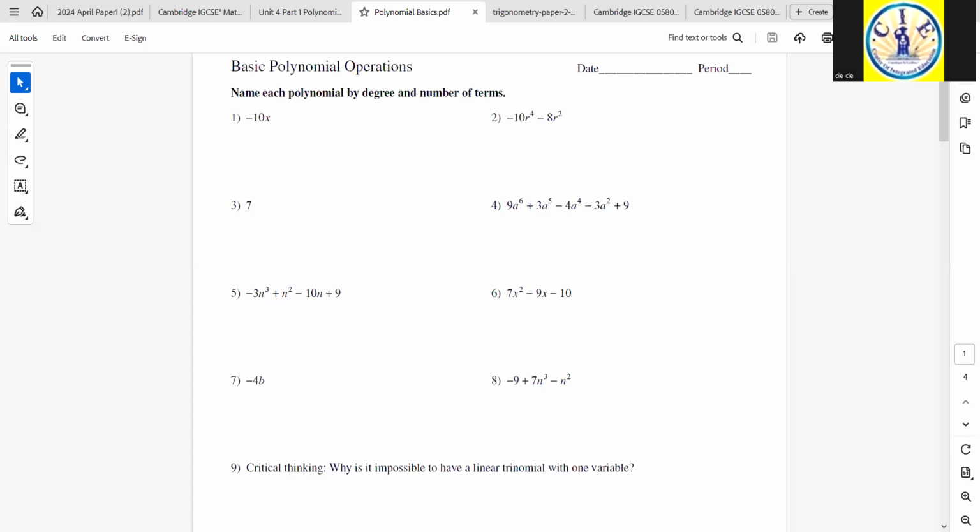This is basic polynomials. The question is: name each polynomial by degree and number of terms.